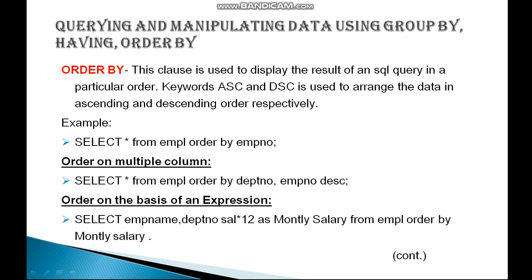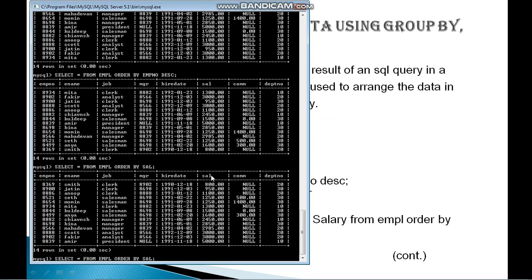So order on multiple columns. For example, look at this query: select star from employee order by department number and employee number. Now one by one I will explain. Select star from employee, order by department number. So order by department number means what?